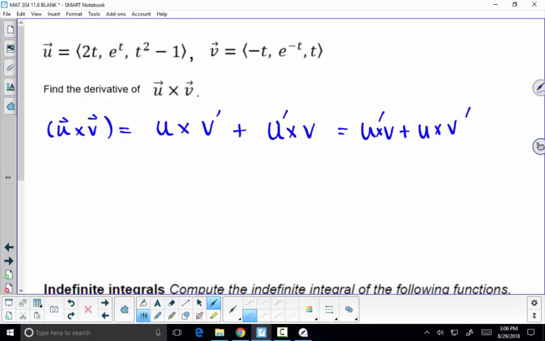Okay, so this will be u. Let's see, I don't want to write that yet. Let's come up here and write the derivatives just below these. That might be a pretty efficient way to do it. So u prime will be 2e to the t, comma 2t, and v prime will be negative 1 minus e to the minus t, comma 1.